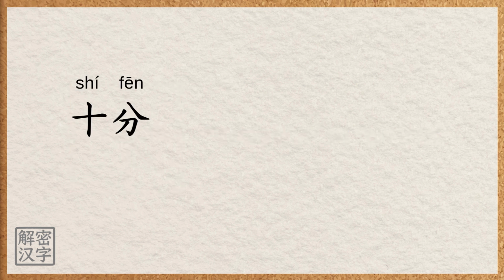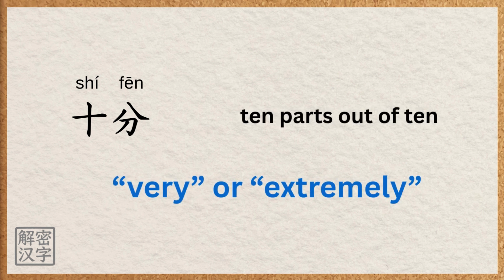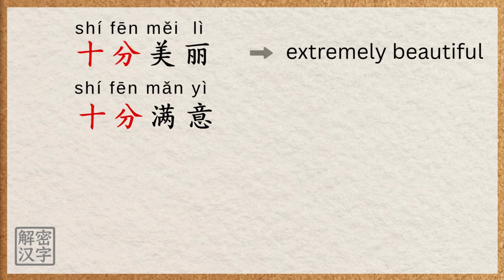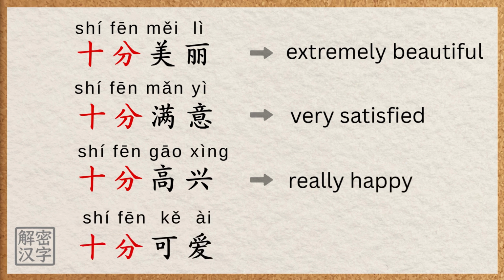The word 十分 literally means 10 parts out of 10, but we usually use it to mean very or extremely. For example, 十分美丽 means extremely beautiful. 十分满意 means very satisfied. 十分高兴 means really happy. 十分可爱 means super cute. You can put 十分 in front of many adjectives, and it suddenly sounds much stronger.